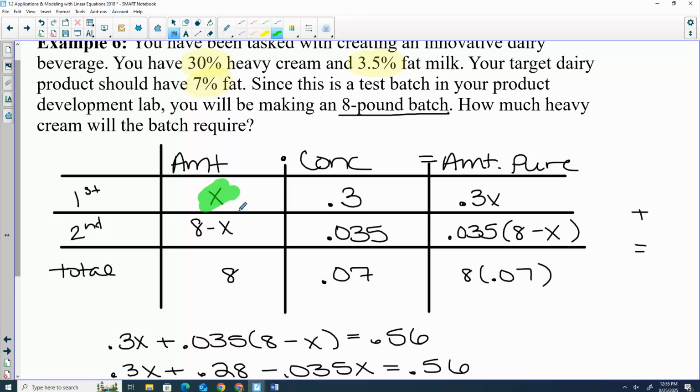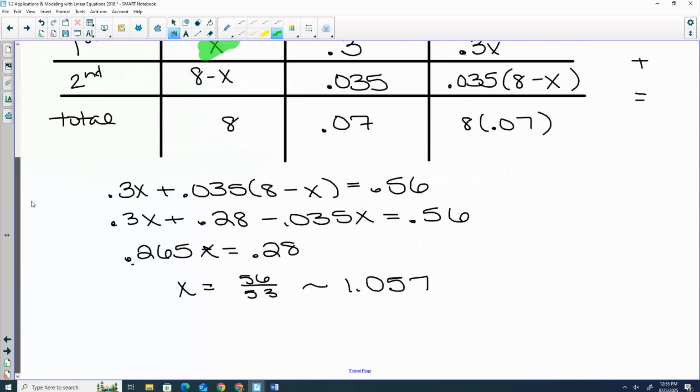If it wasn't, if I'd asked you how much of the milk, what would you do? 8 minus the answer we got. So the batch requires.